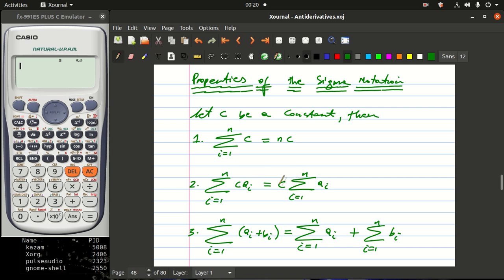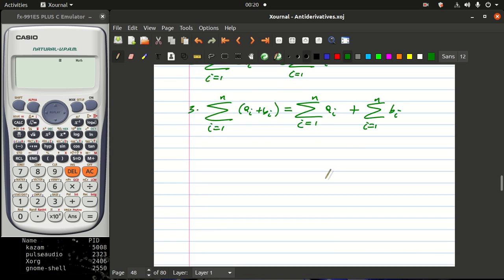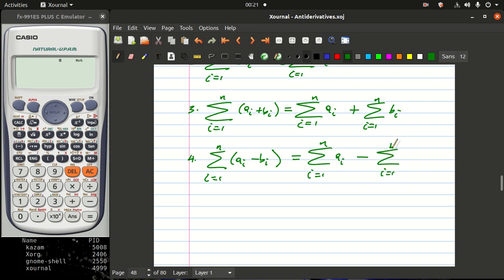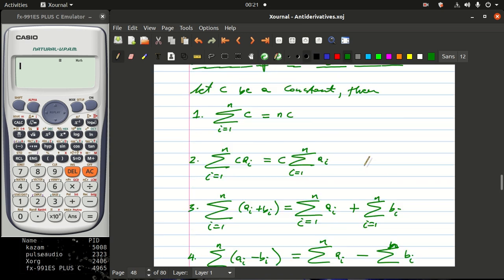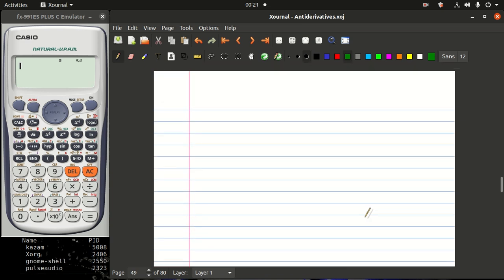You can always pull out the common factor and find the sum of the new sequence of the first n terms. And then the fourth one is saying if you are having a sum running from i equal to 1 to n of a_i minus b_i, this is the same as just taking i equal to 1 to n and focusing on one series, and then subtracting the sum of the second series, which is from i equal to 1 to n of b_i. This is n, guys.